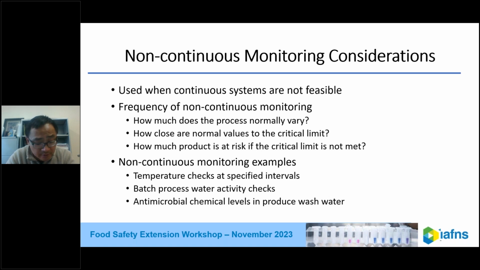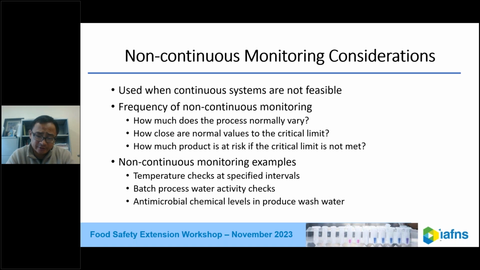If your critical limit is 71 degrees Celsius, and my normal value is always 71.1 degrees Celsius, then you have to check more often. How much product is at risk? Well, if lots of the products you expected are at risk, then more frequent non-continuous monitoring is needed. So here are some examples.